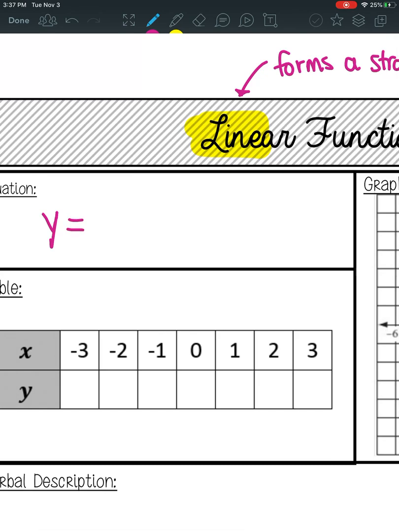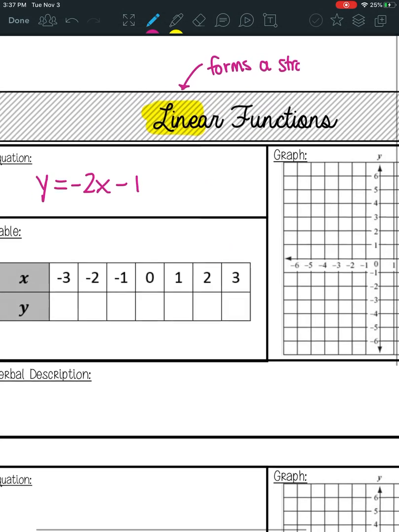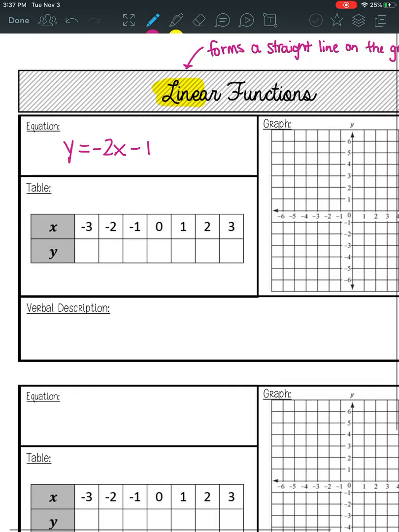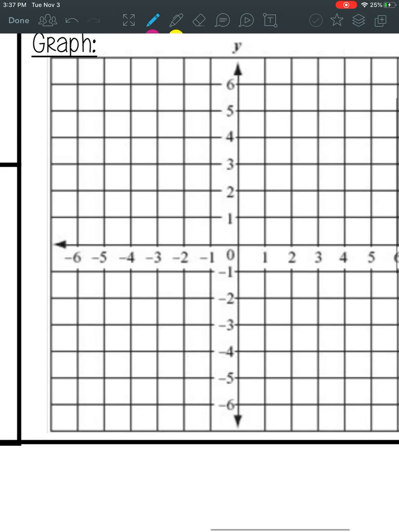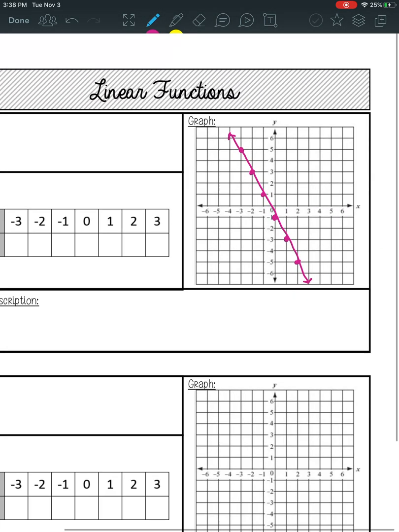Let's take, for instance, the equation y equals negative 2x minus 1. On the graph, we would start with the y-intercept and plot a point at negative 1. Then our slope would be down 2, forward 1 for negative 2, or we could go up 2, backwards 1. If we draw that equation on the graph, it forms a straight line. It's a linear function.